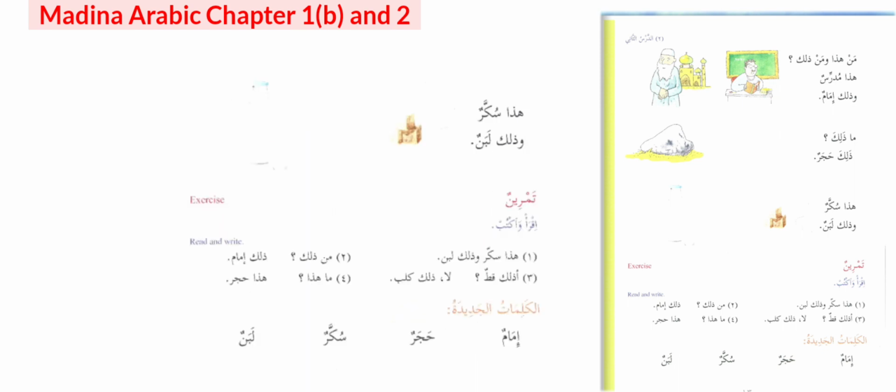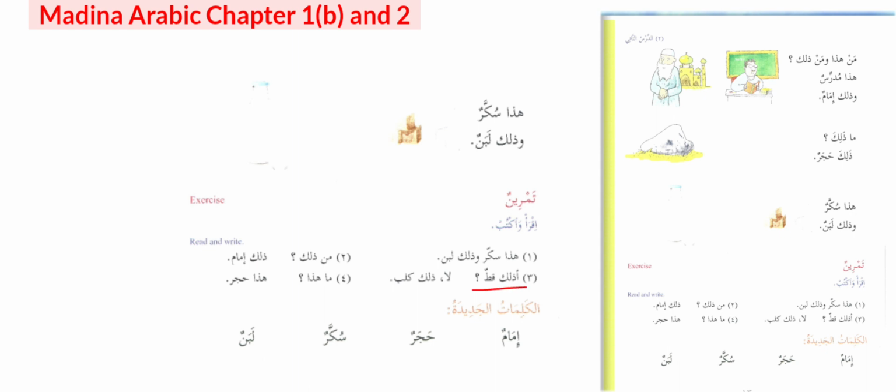And this is the last page for chapter 2 as well. Great. Tamreen, exercise. Iqra wa uktub. Let's read and write. Haza, what is this? You have to read. Sukkarun wa zalika labanun. Okay. Man zalika. What is that? Who is that? Man is who. Okay. It's not what. What is ma? Man is who. Who is that? Zalika imamun. That is an imam.